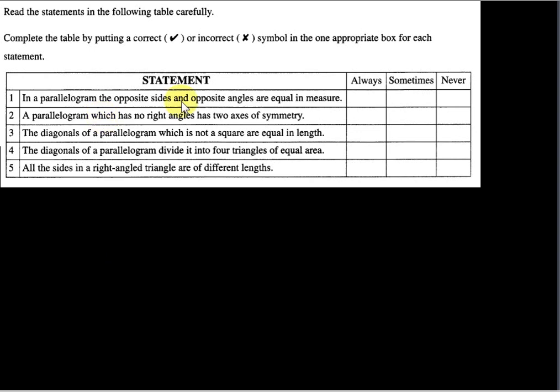Here we have a number of statements and we have to state whether they are always true, sometimes true, or never true. The first statement says that in a parallelogram the opposite sides and opposite angles are equal in measure. Well, this is always true.